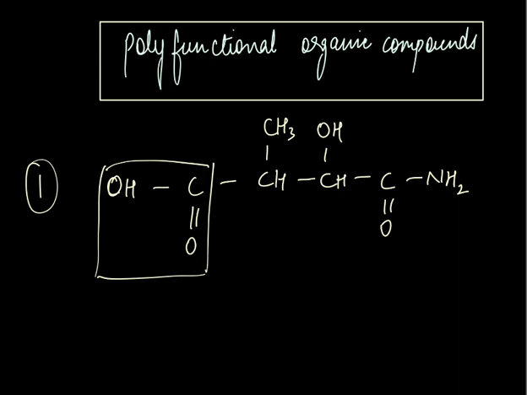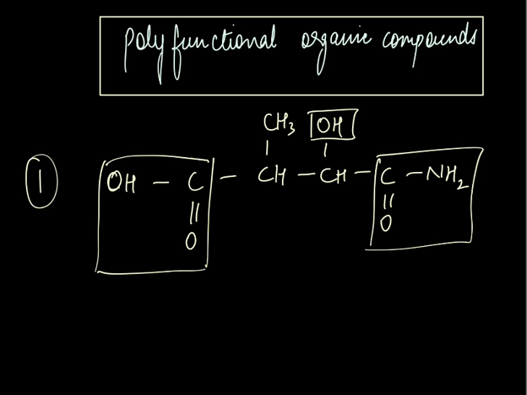Then we have alcohol, and for alcohol we know the prefix is hydroxy, and then we have CONH2. This is an amide. Now, if you go back to my previous video, I gave you one table where amides basically have this prefix. The prefix is carbamoyl, right? So how are we going to name this entire structure?